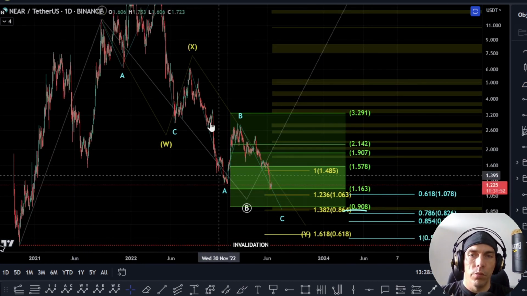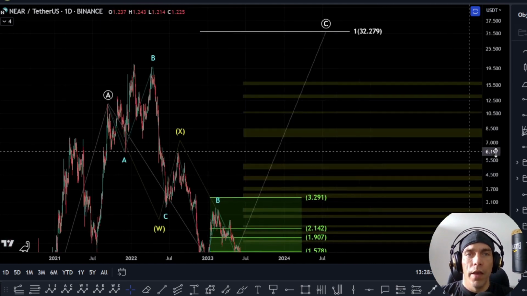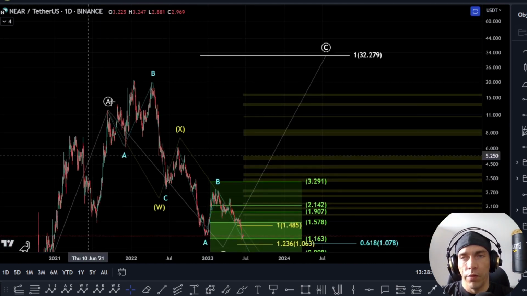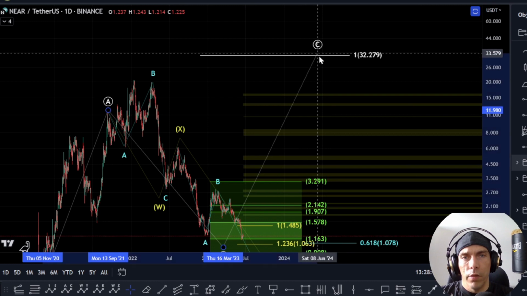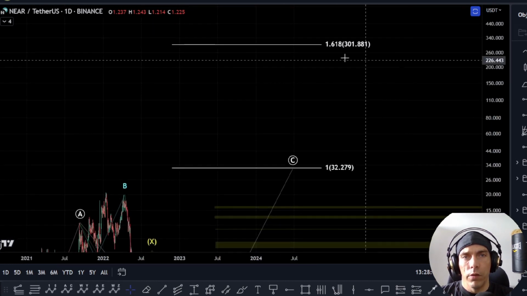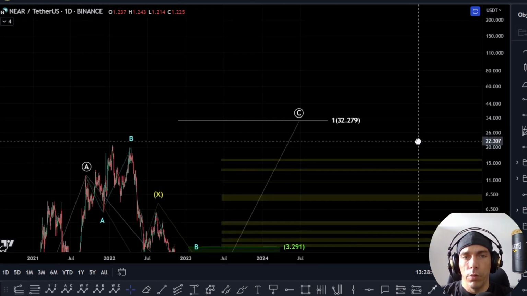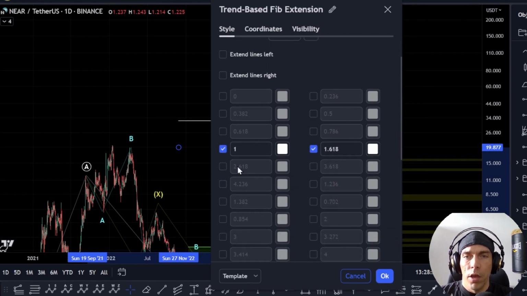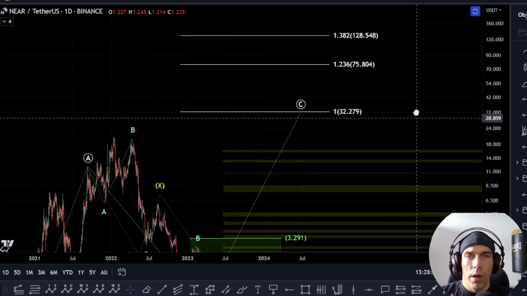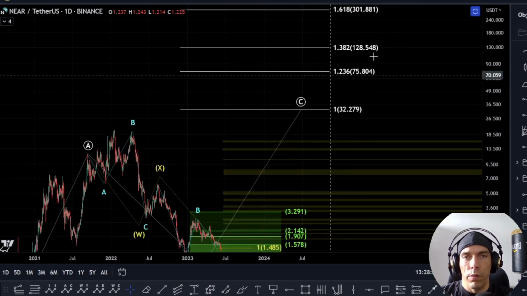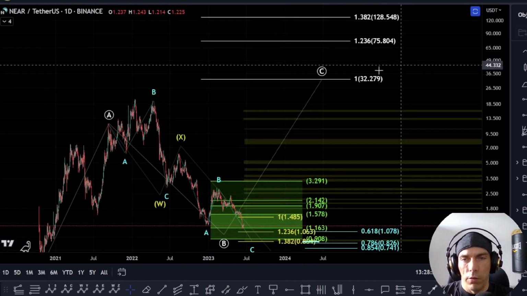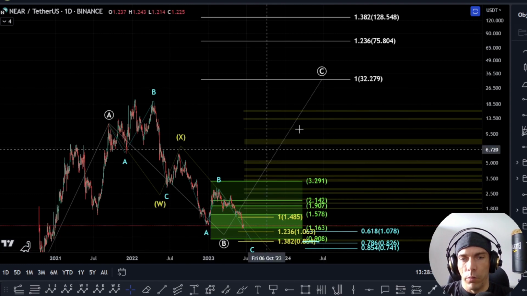The idea with this is we'd be looking for a three-way move down and then looking for continuation to the upside. So we'd be looking for this as a C wave. We do have a 1.618 up here at this $300 level, which I don't think is really achievable. But if we did look to push up higher than that 1-to-1, we do have some other target areas here, this $75 and this $128, as possible targets to the upside.